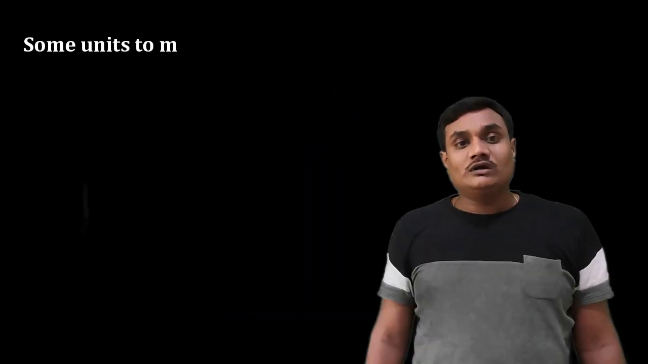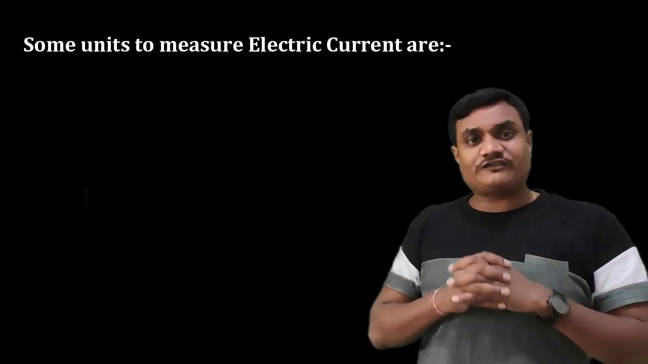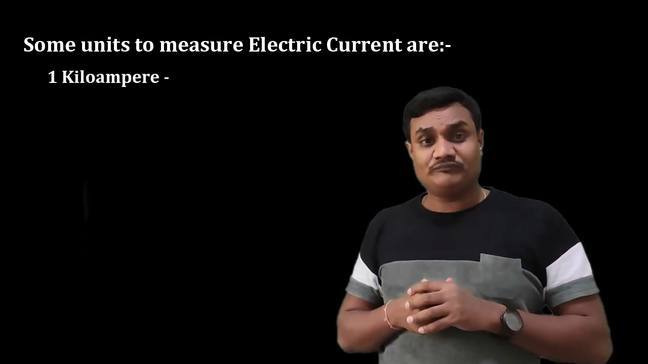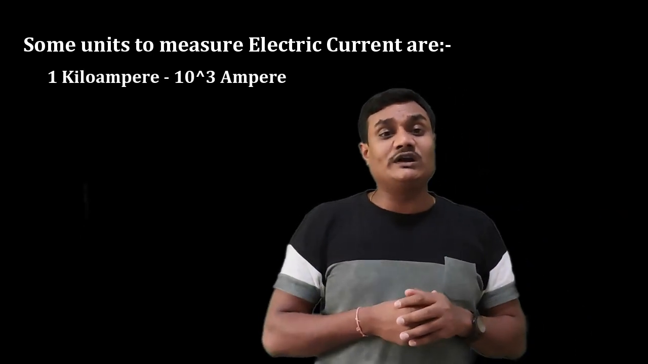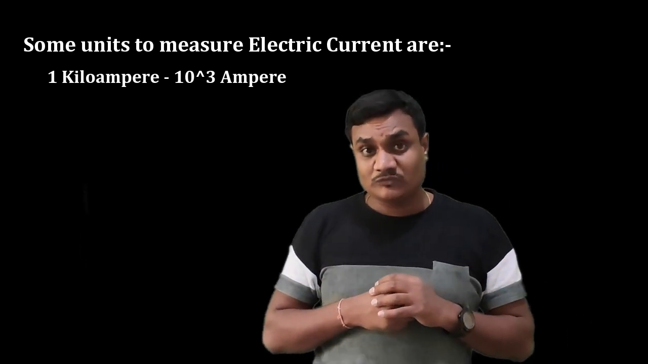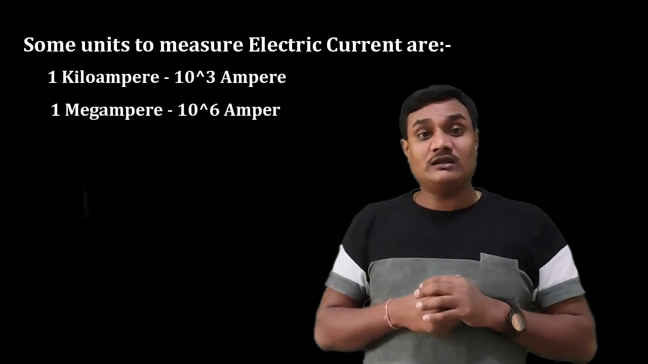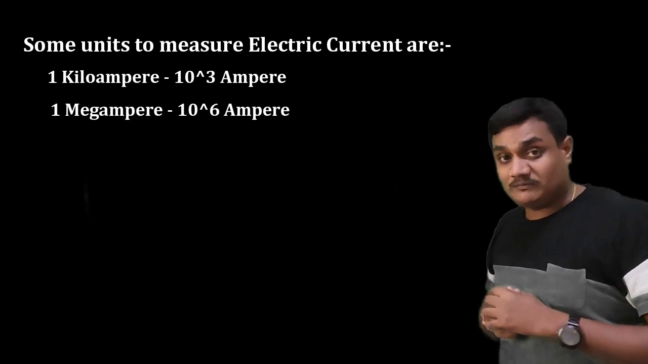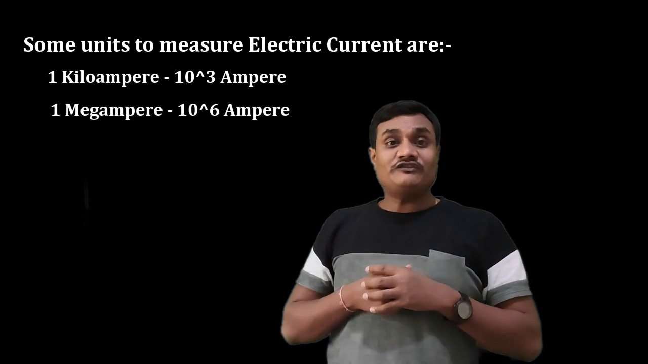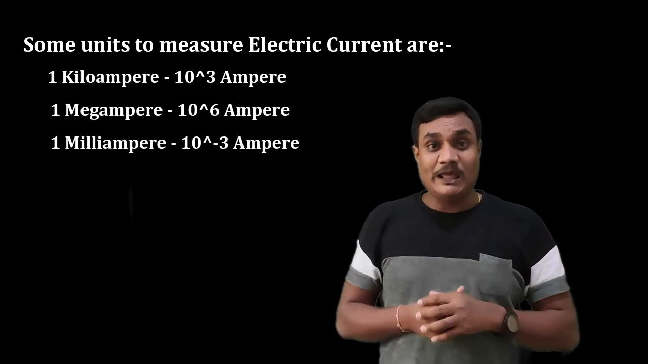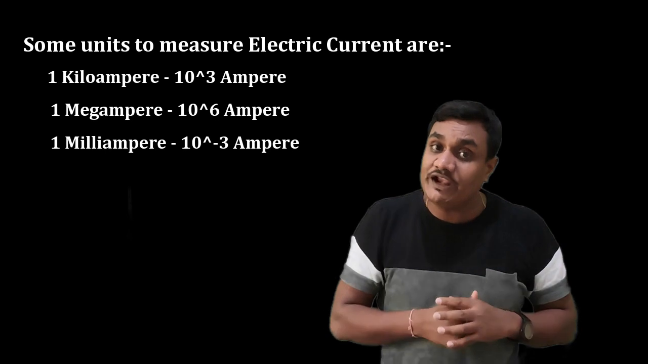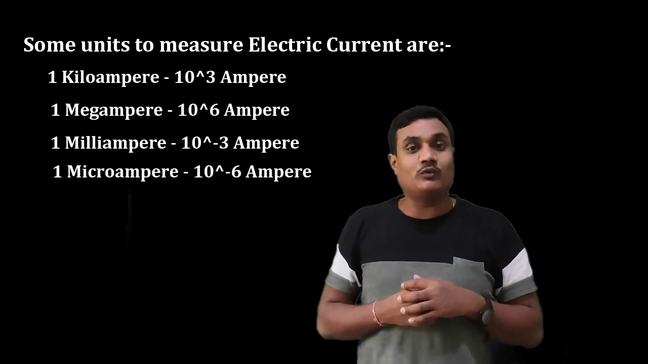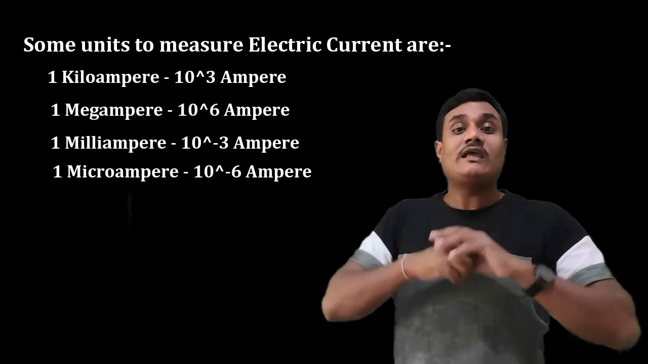Okay, now there are some multiple units of current also, like current can be measured in kilo ampere. 1 kilo ampere is equal to 10 to the power 3 ampere. It can be measured in mega ampere. 1 mega ampere will be equal to 10 to the power 6 ampere. It can also be measured in milli ampere. 1 milli ampere is equal to 10 to the power negative 3 ampere. It can also be measured in micro ampere. 1 microampere is equal to 10 to the power negative 6 ampere.